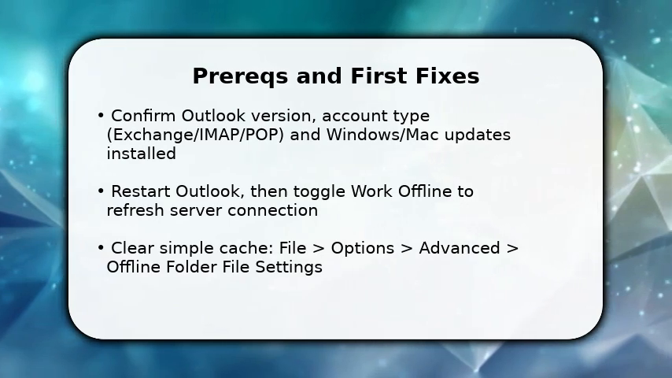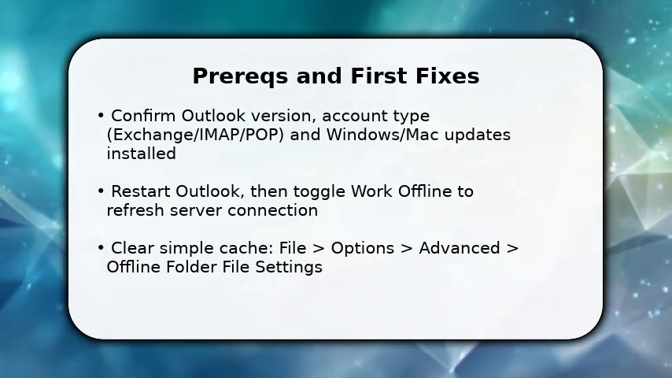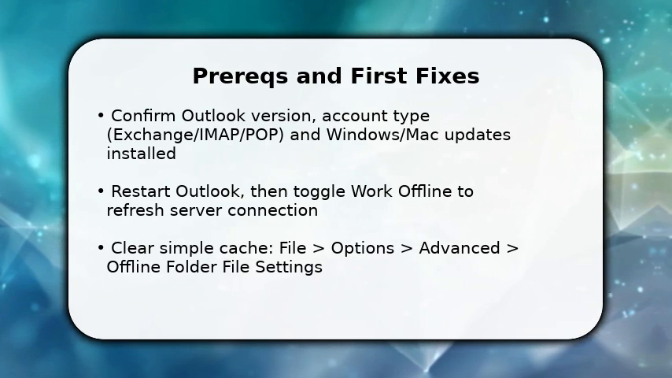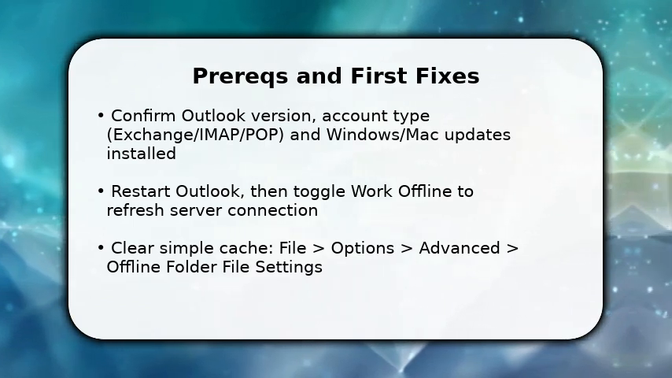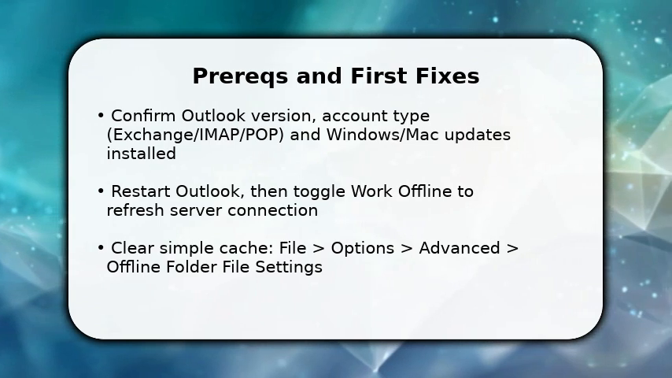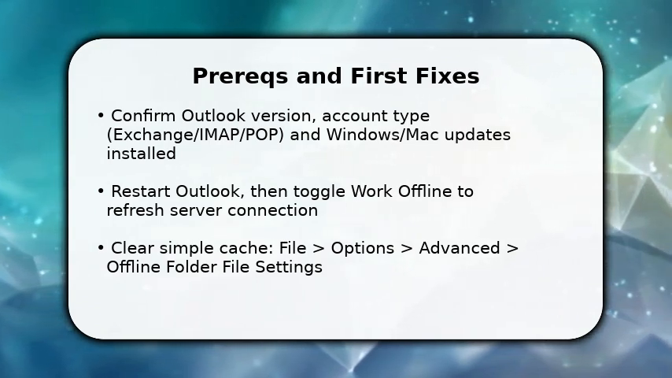You need the basics set before diving in. Confirm your Outlook version and whether the account is Exchange or IMAP so fixes match the server. Once done, restart Outlook and toggle Work Offline to force a reconnection. This often resolves sync stalls.